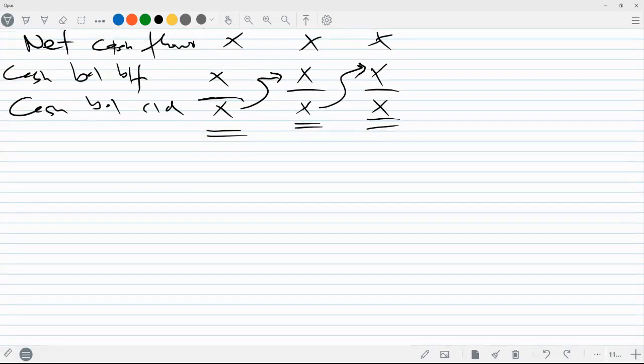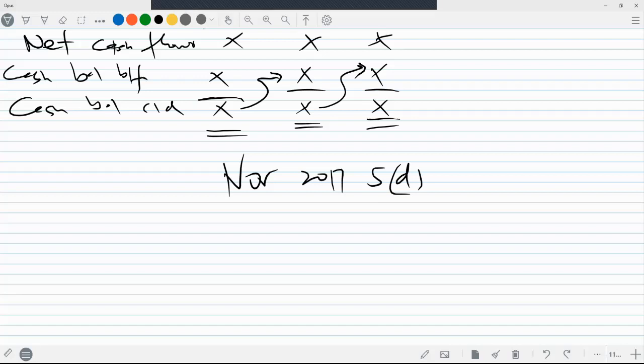Since we've done that, that was on the Miller-Orr model. I'm not sure we can get one from the Baumol model, if we can get one. Are we done? This is November 2017, question 5D. Have we done it? This is on the Baumol model. Yes. Okay, great. If you've done that, I guess that's the end of that area.